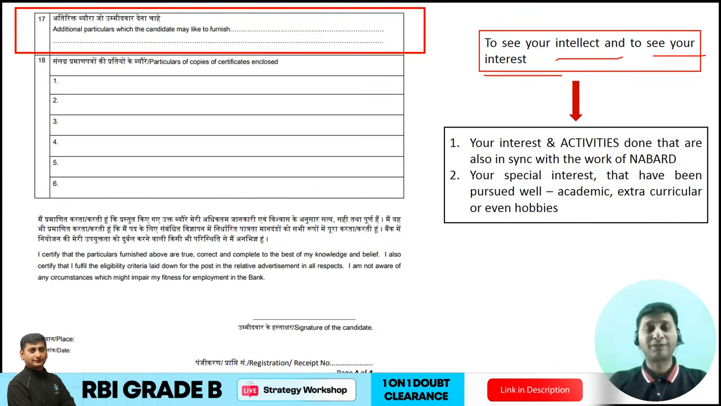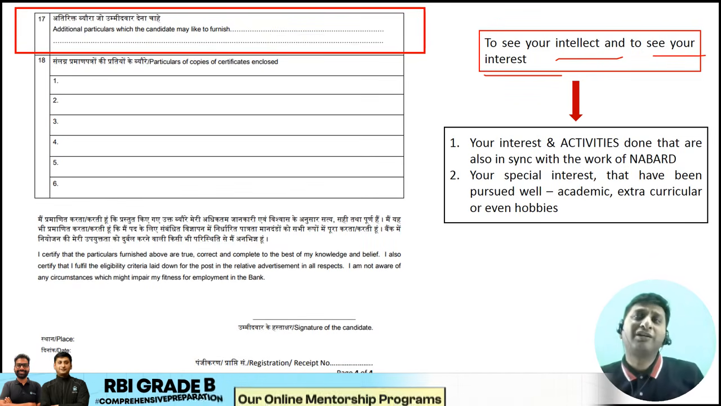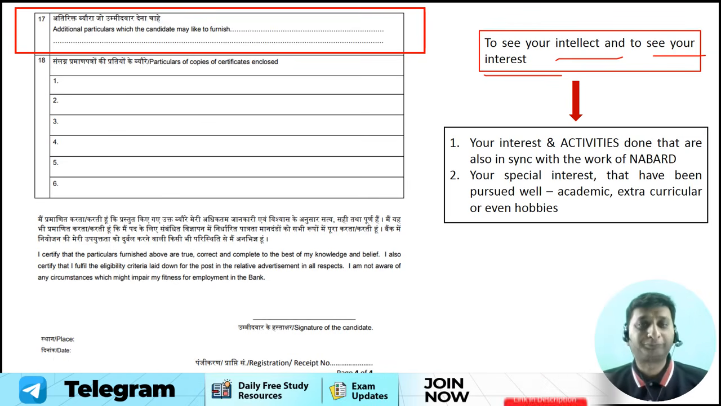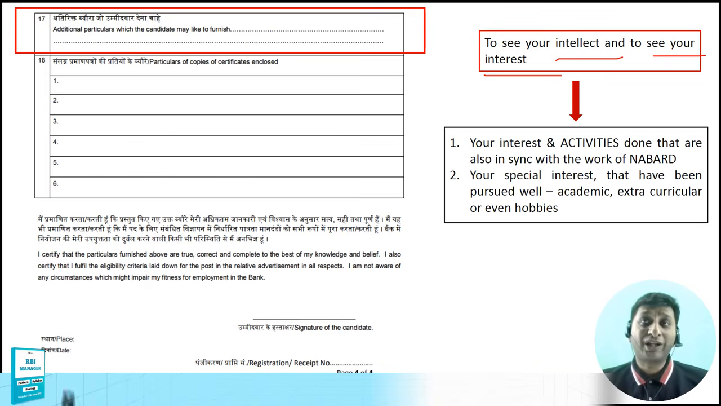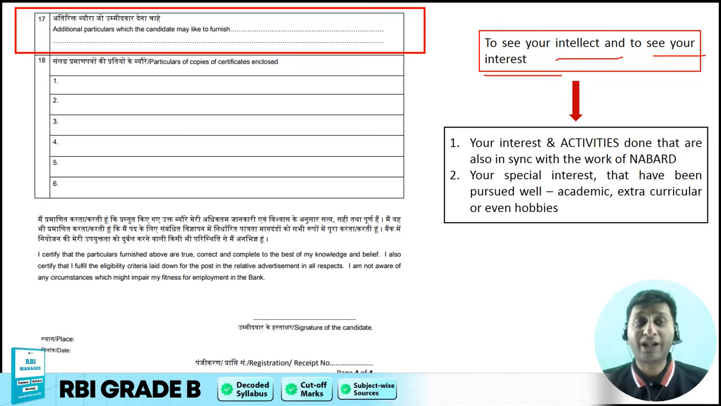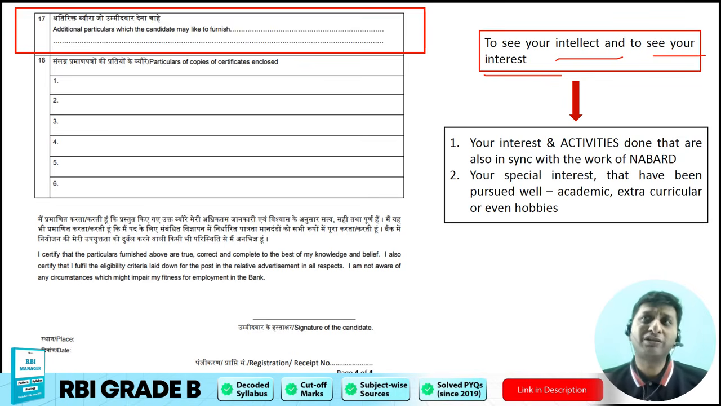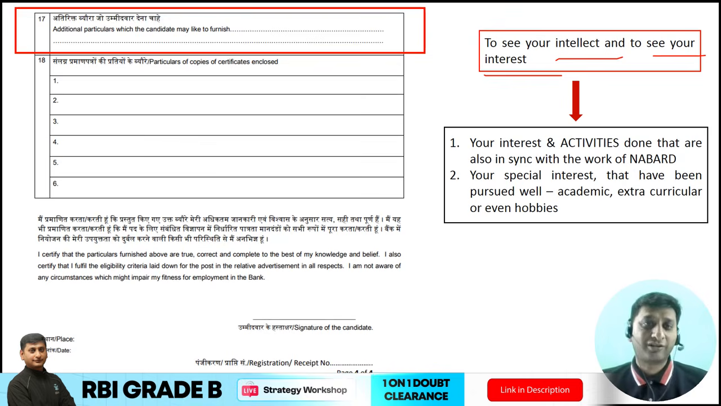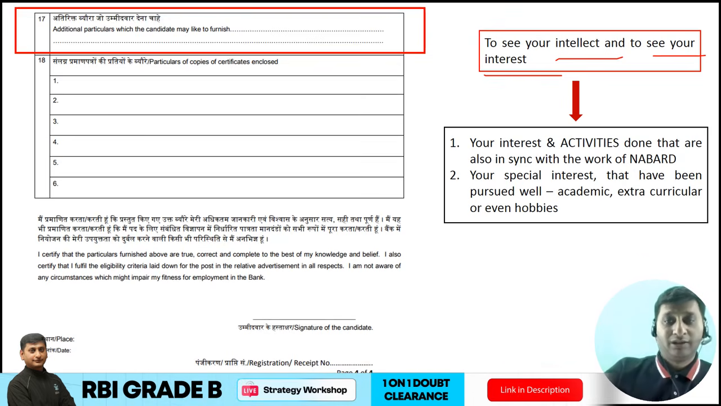And here mention things about intellect because they want to test your intellect. If you mention that you have played skating at national level, I don't expect they will even notice that. So mention something which you really think can show your intellect, or something which you have a real interest in, which makes you stand apart from the rest. Mention that here. And then, particulars of copies enclosed.